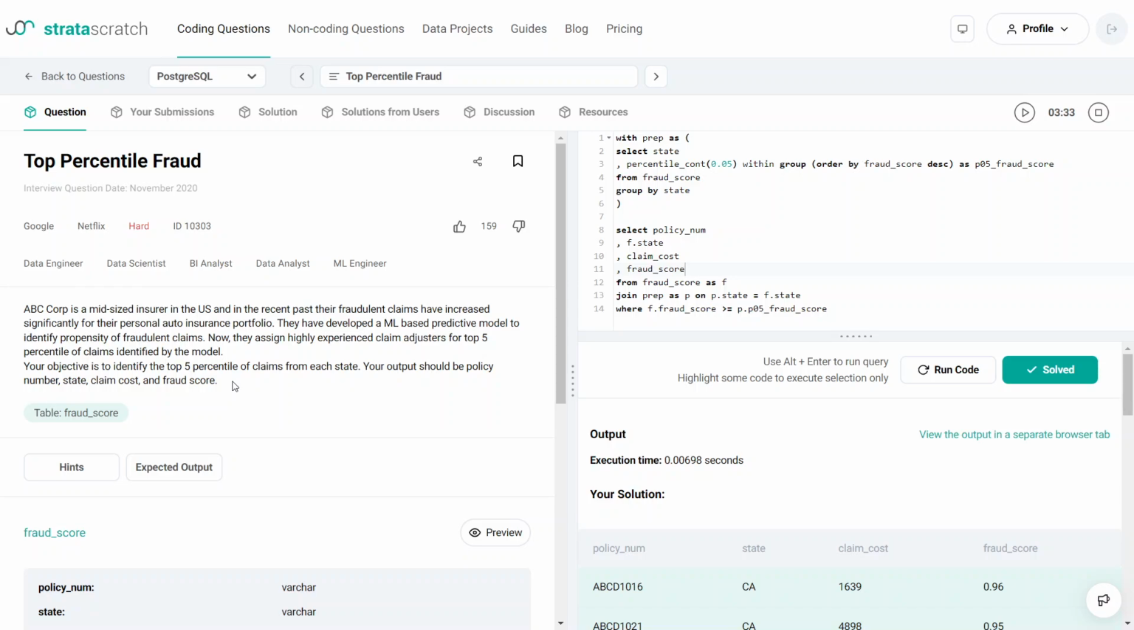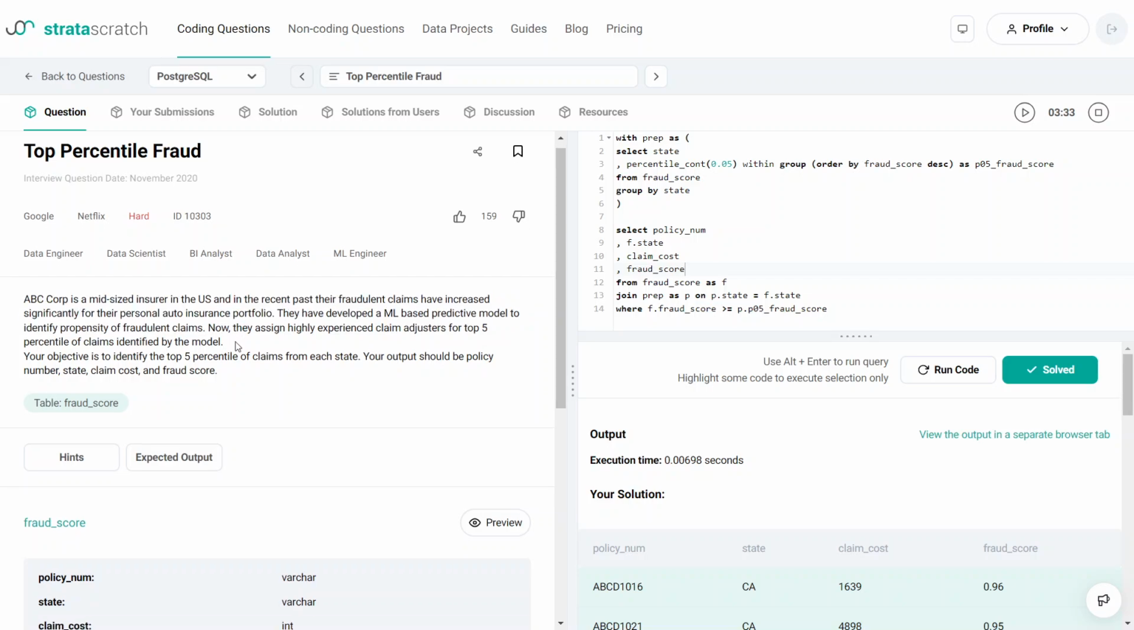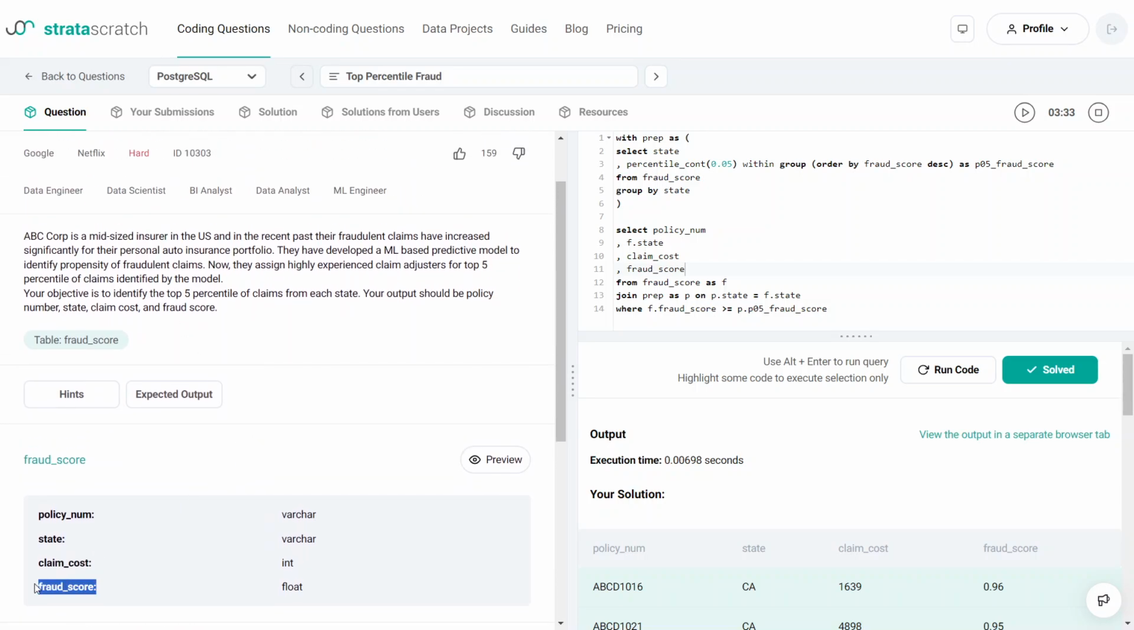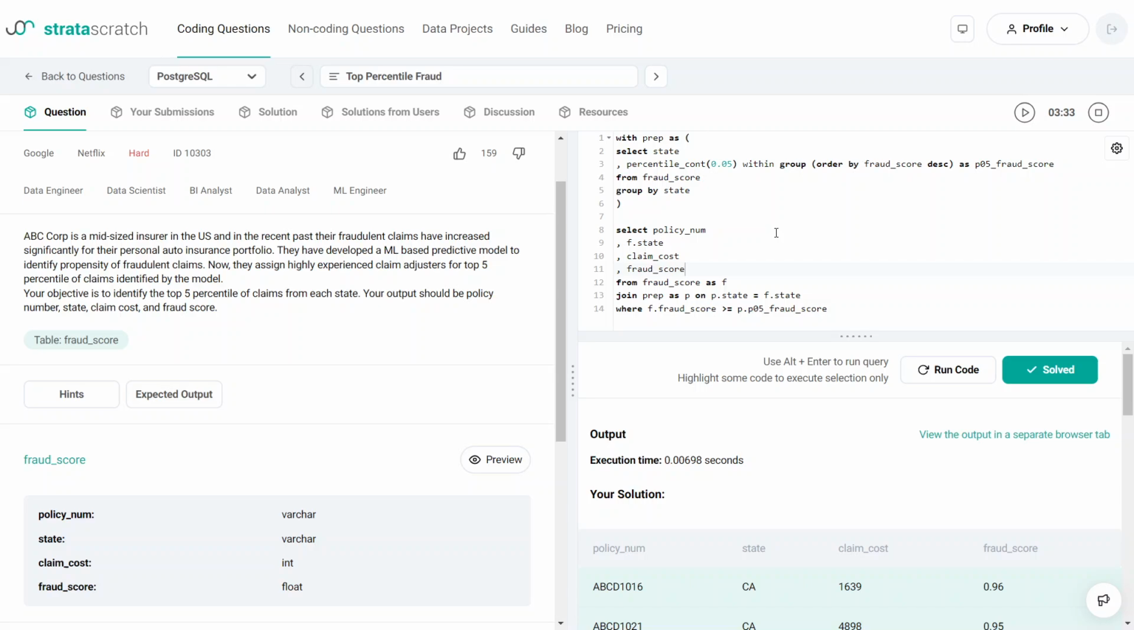I think you just have to do a lot of these. But if I sort of recognize, oh, okay, I don't really care about this, I don't need to fully understand this. All I care is that we've got this table with a fraud score, and I have to identify the top 5 percentile from each state. That's really what's important, not all of this stuff. So I think that's the first reason why it's hard.